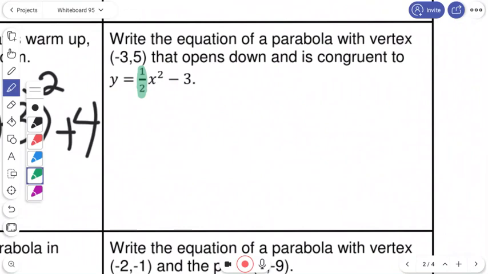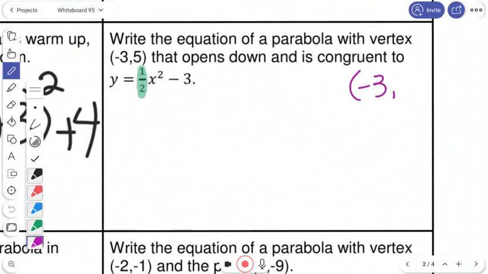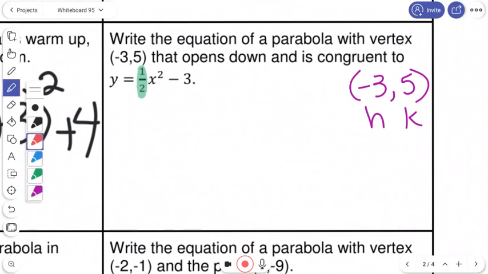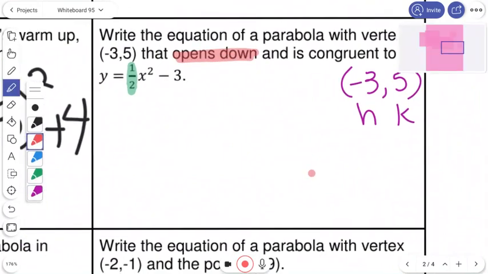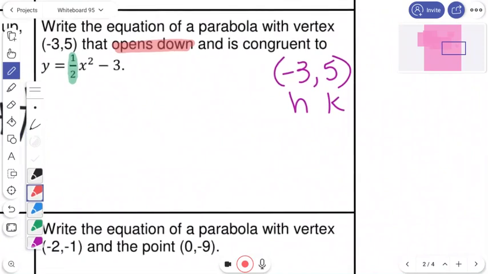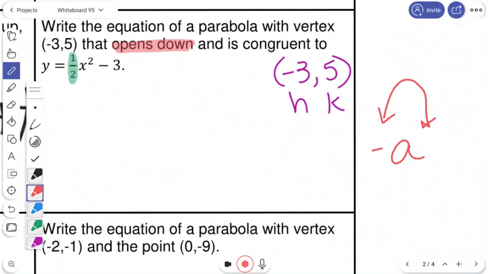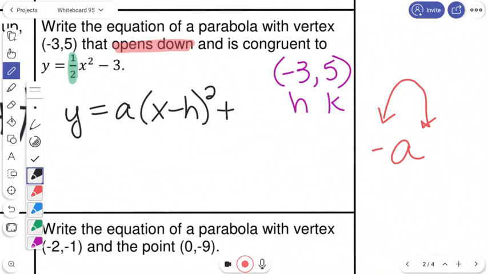You also need to make sure that you identify the h and k, which is your vertex. That was given to you, your h and your k. And we also need to recognize that our parabola opens down. When your parabola opens down, you know your a value is going to be negative. All right, so we're going to rewrite our equation in the general form. Y equals a times x minus h squared plus k.